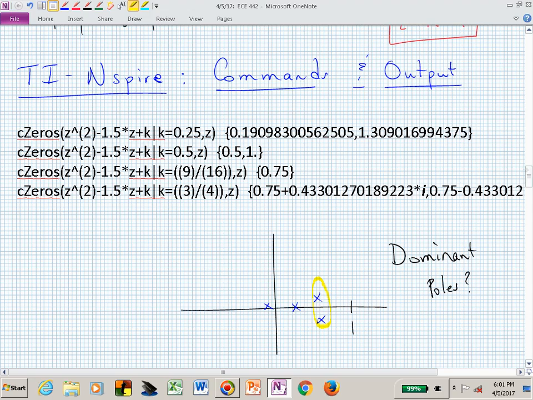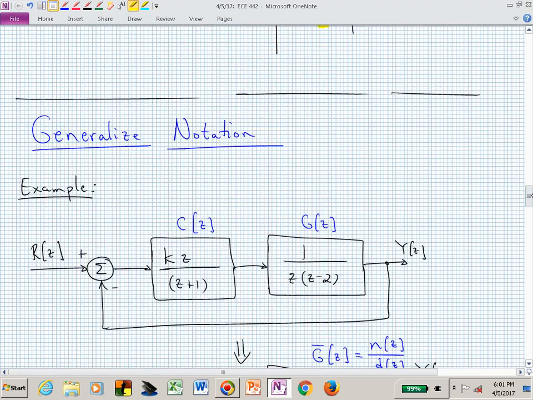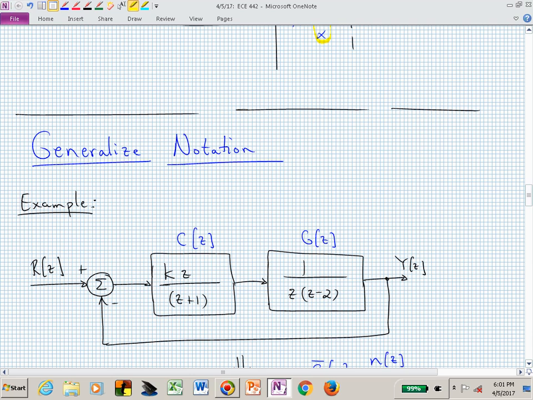All right, now where were we? We were trying to generalize this idea of sketching a root locus. Suppose now that somebody gives you a plant, G of z, that's 1 over z, z minus 2, and they say, I have a controller that has a 0 at the origin, and it also has a pole at minus 1. Terrible controller, but we'll just leave it at that, okay?